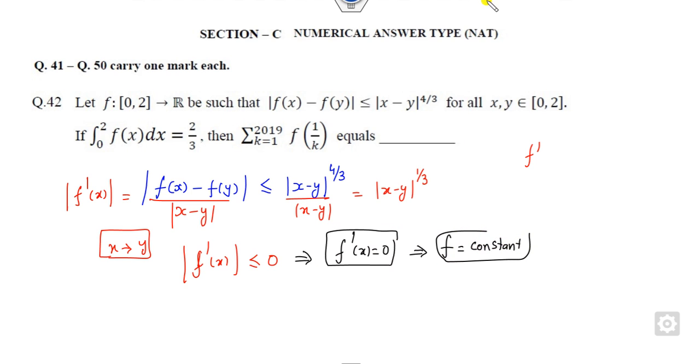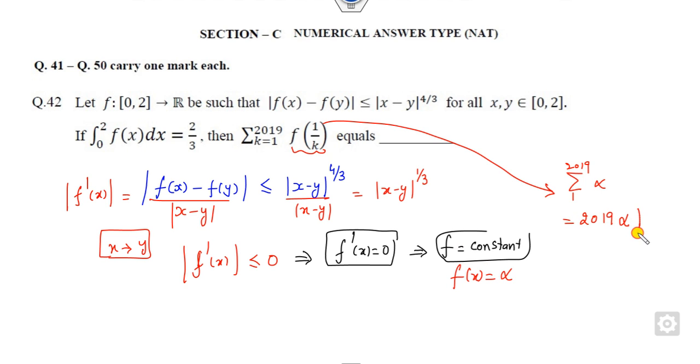So once f is my constant function, what is the answer of this problem? Now I think you can easily do that. Once it's a constant function, say f of x is alpha. So what is the meaning of that? This integral over 1229 is alpha. So the answer is 2019 times alpha. So the only target is to find the value of alpha.